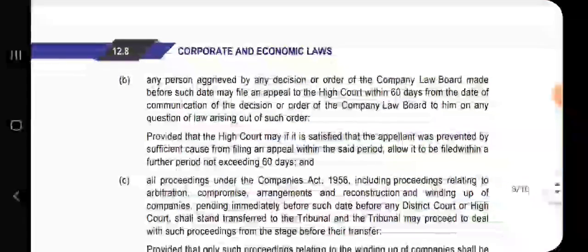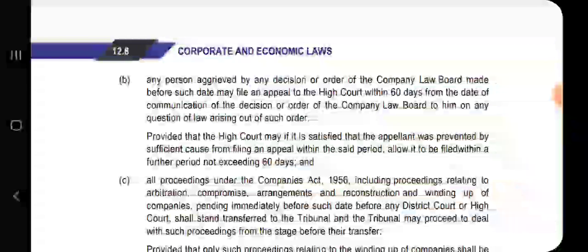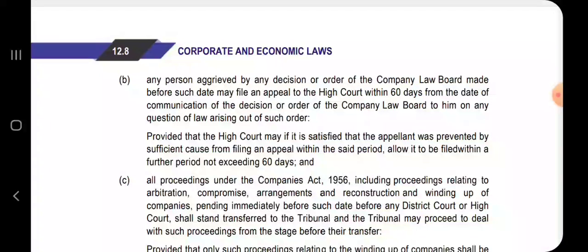Suppose the Company Law Board has passed its order and now the Companies Act 2013 has come into picture and NCLT and NCLAT have been formed. If any person is aggrieved by the order of the Company Law Board, he can now prefer an appeal within 60 days from the date of communication of the order. Sorry, it is not NCLAT. It can prefer an appeal before the High Court. Any person aggrieved by any decision or order of the Company Law Board may file an appeal to the High Court within 60 days from the date of communication of the decision on any question of law arising out of such order, provided that the High Court may, if satisfied that the appellant was prevented by sufficient cause from filing, allow condonation of delay up to 60 days.